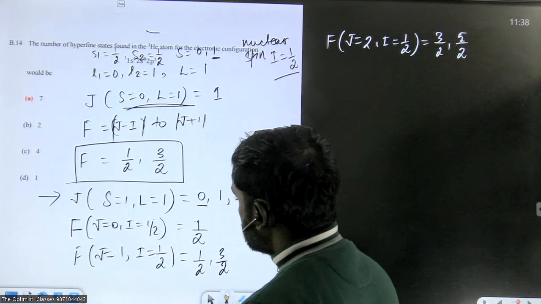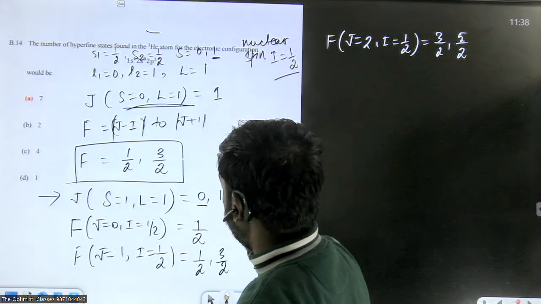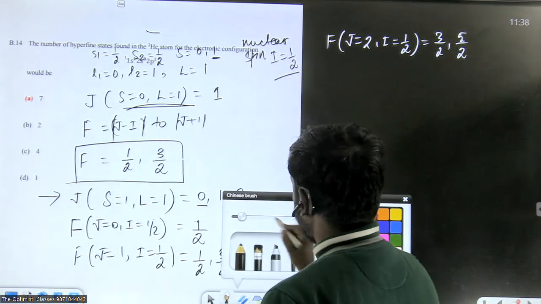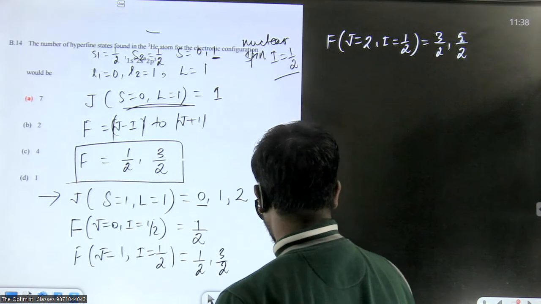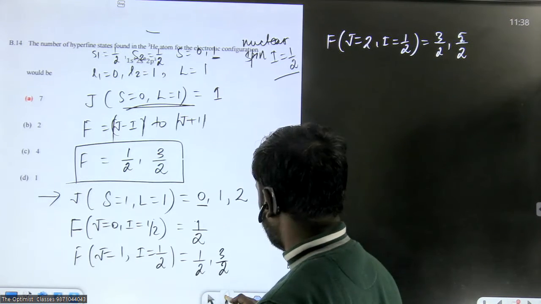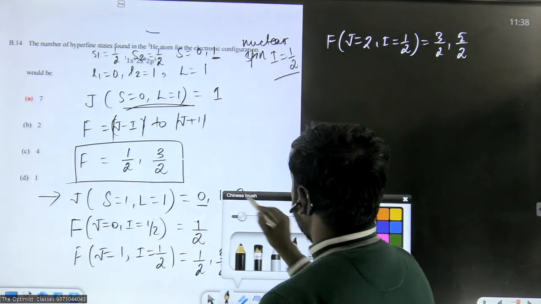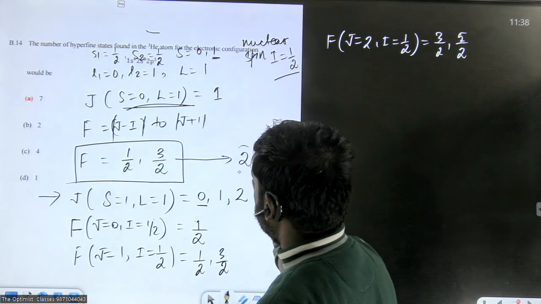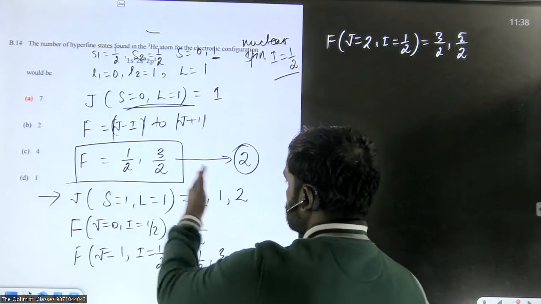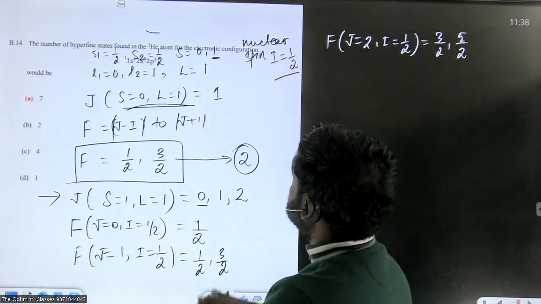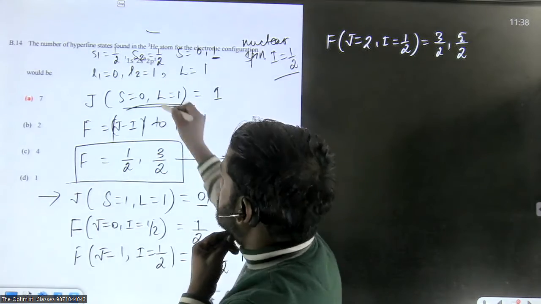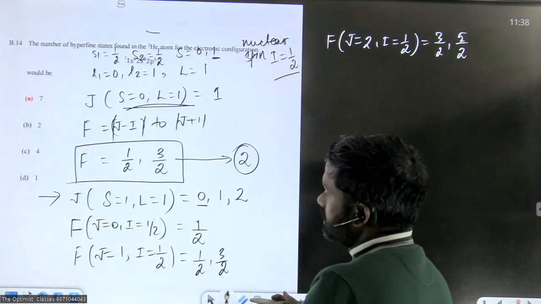Now let us count the number of states. Here we are getting 2 states, F equal to half and F equal to 3 by 2. These are 2. It says number of hyperfine states. So we are getting 2 hyperfine states here.